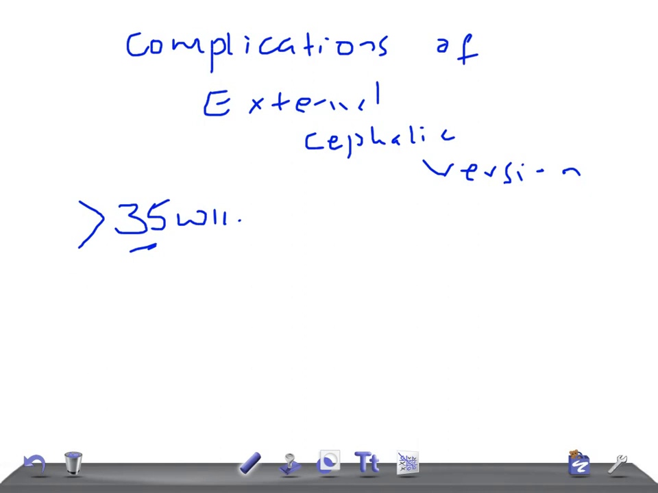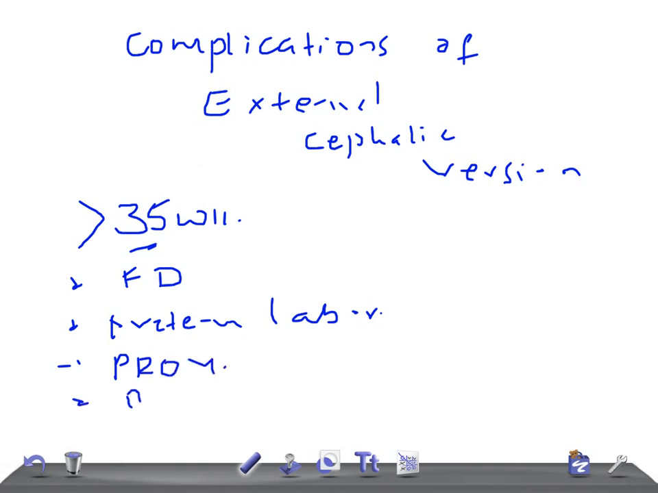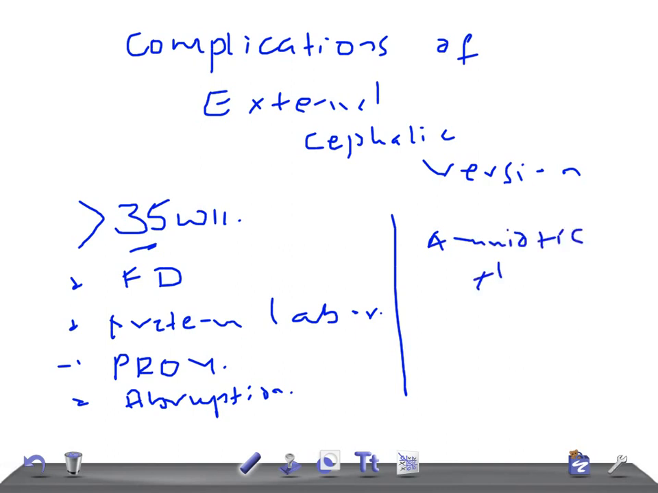Remember, the most important is fetal distress. The fetal loss rate is about 1%. Preterm labor can take place, as we are playing with delivery. And premature rupture of membranes, then abruption could take place. A very important complication is amniotic fluid embolism, and it could lead to death.